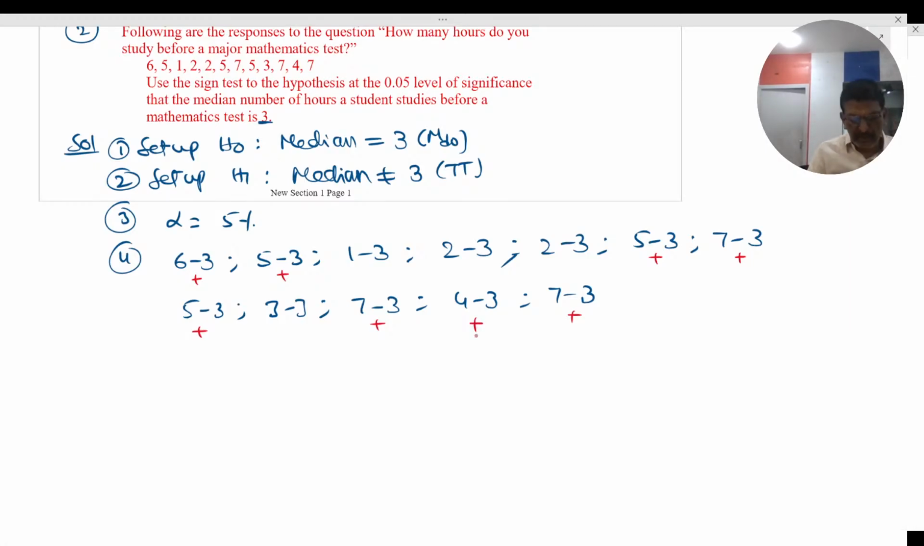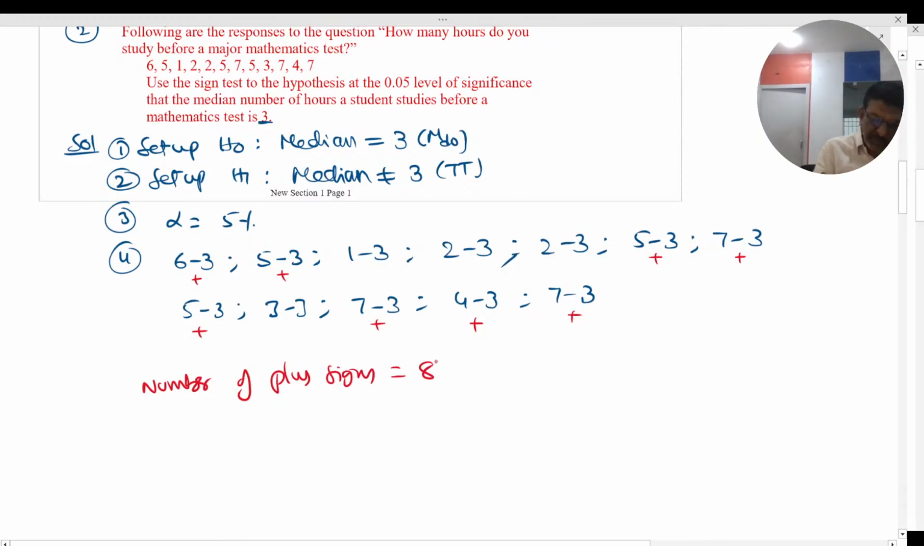Number of plus signs is equal to 8. Number of minus signs: minus, minus, minus. Here there are only 3 minus signs.